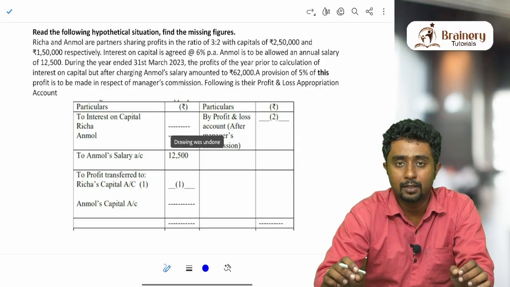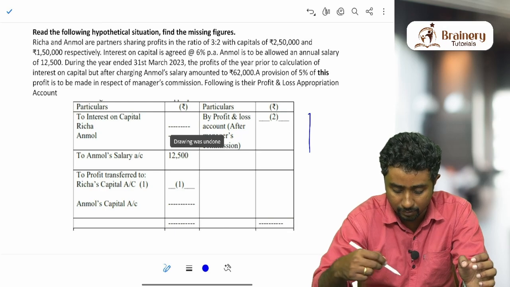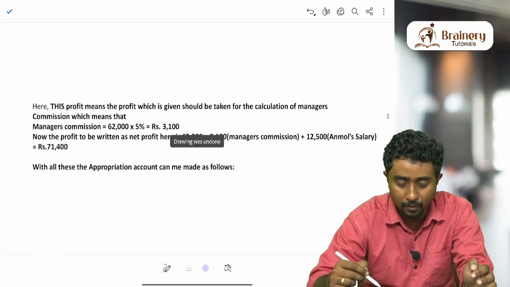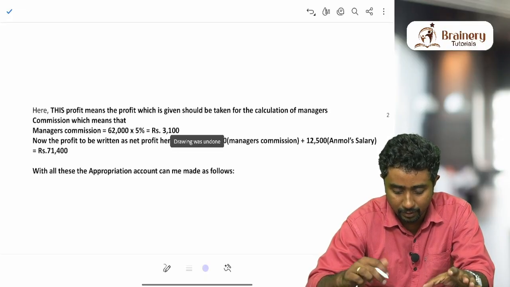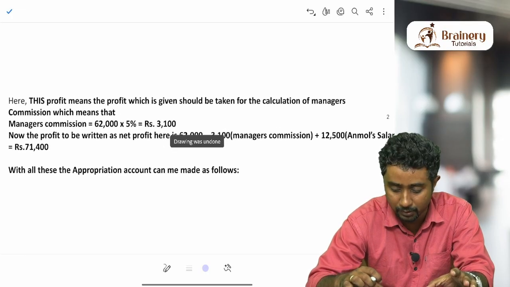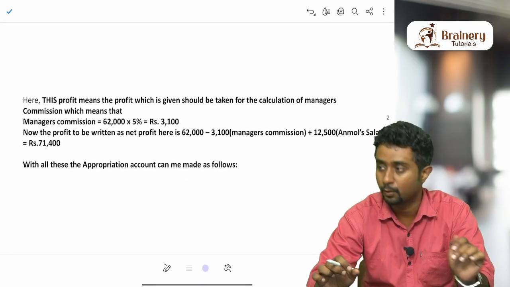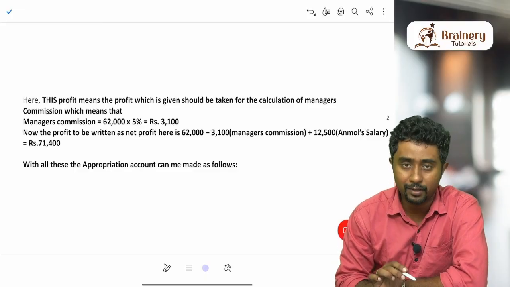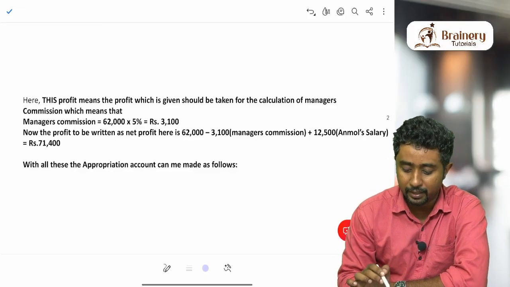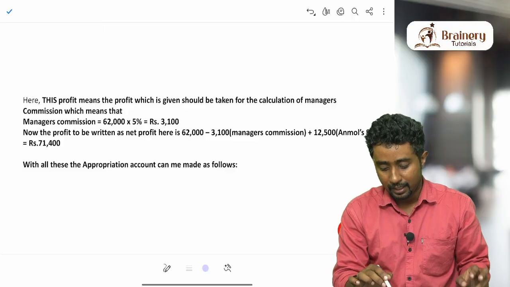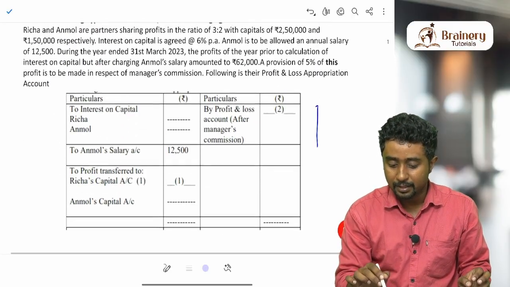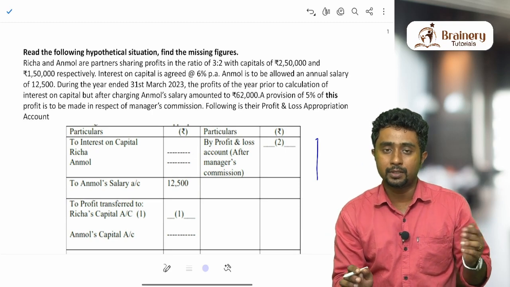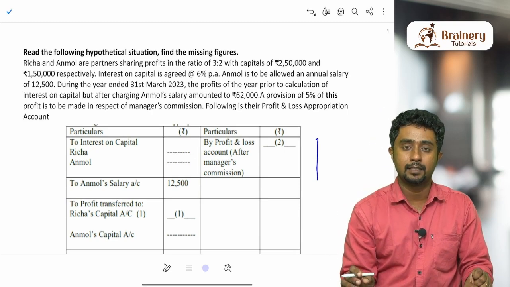For that, first we need to think about the profit and loss appropriation account. So for that I am just showing you a calculation which is already on the screen. I hope it's visible to you. Let me make it more clear. As you can see here, this profit means the profit which is given should be taken for the calculation of manager's commission. Manager's commission can be calculated using two methods which we already discussed: on net profit before charging such commission, on net profit after charging such commission.